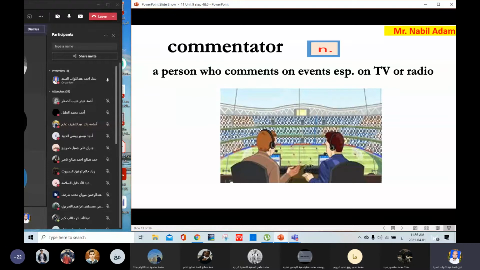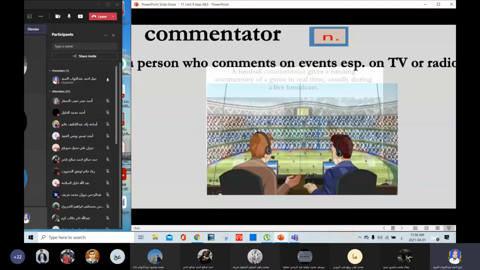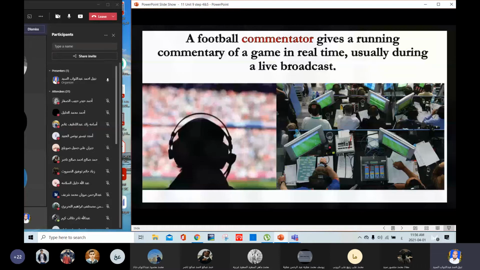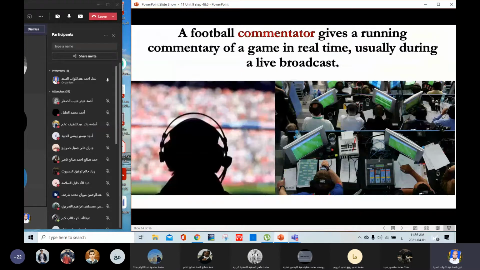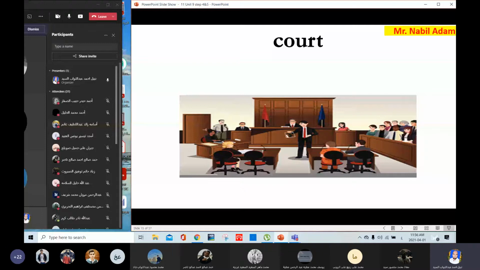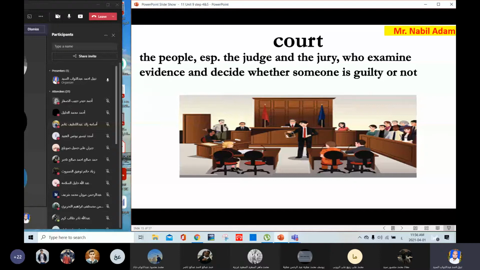Court: the people, especially the judge and the jury, who examine evidence and decide whether someone is guilty or not. So the judge is a member of the court. The judge works in the court. A judge is in charge of a trial in a court and decides how a person who is guilty of a crime should be punished. He is not innocent. He is guilty.